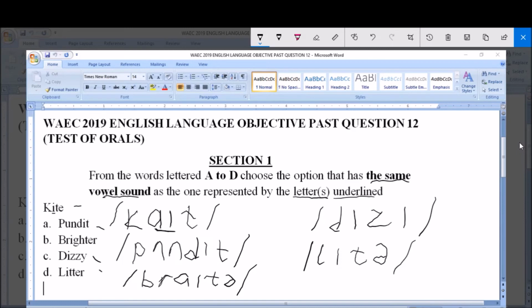Now, this sound I is found in brighter right here. So you can see that it is the same sound that we have in the word given to us, which is kite. Therefore, the answer to the question is B, option B, which is brighter.